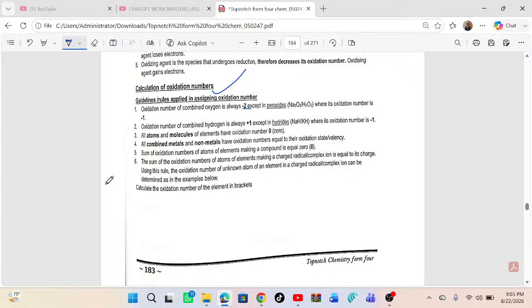Number two is oxidation number of combined hydrogen is always +1, except the hydrides, sodium hydride and potassium hydride, where its oxidation number is -1. So ukiona tu hydrogen mara yote, always the oxidation number is +1 except the hydride. Number 3, all atoms and molecules of an element have oxidation number of 0. Any atom and molecule unasema tu is equal to 0.